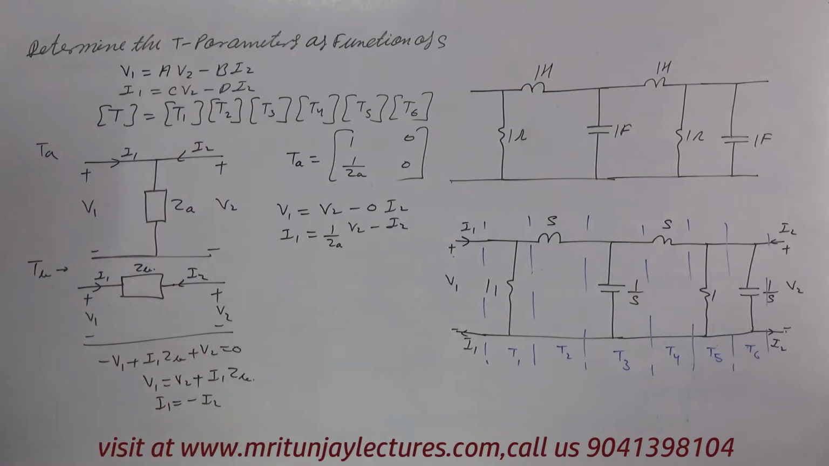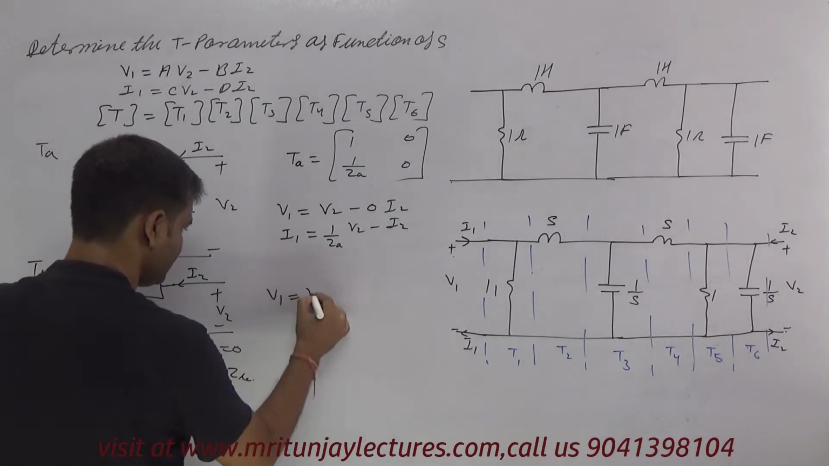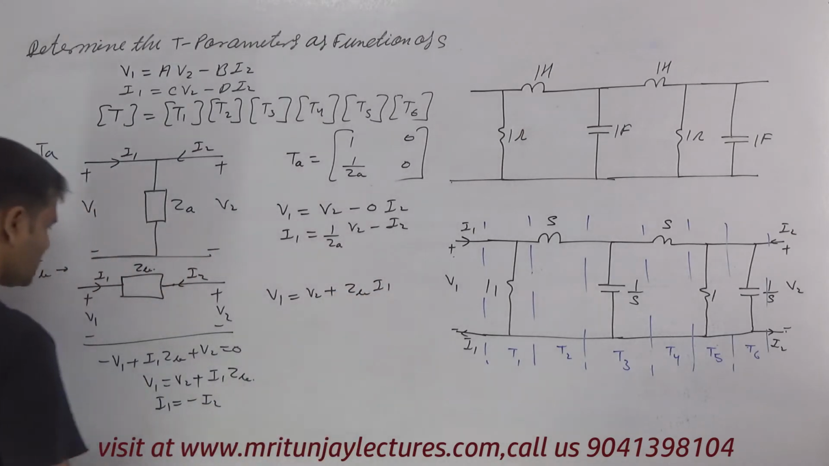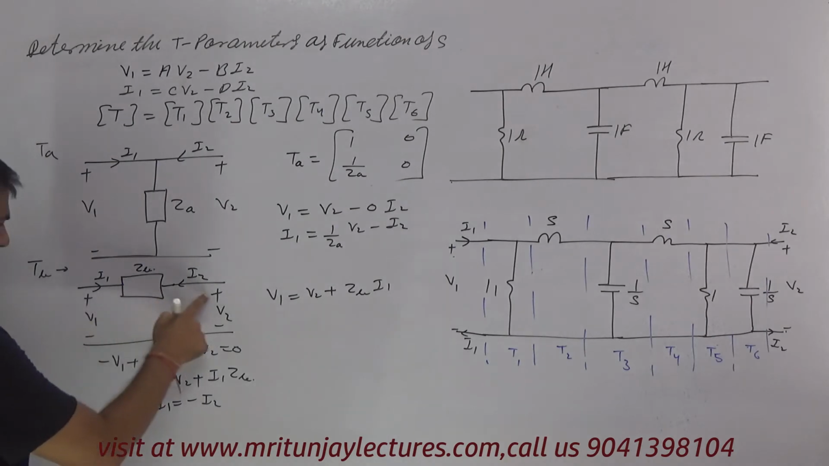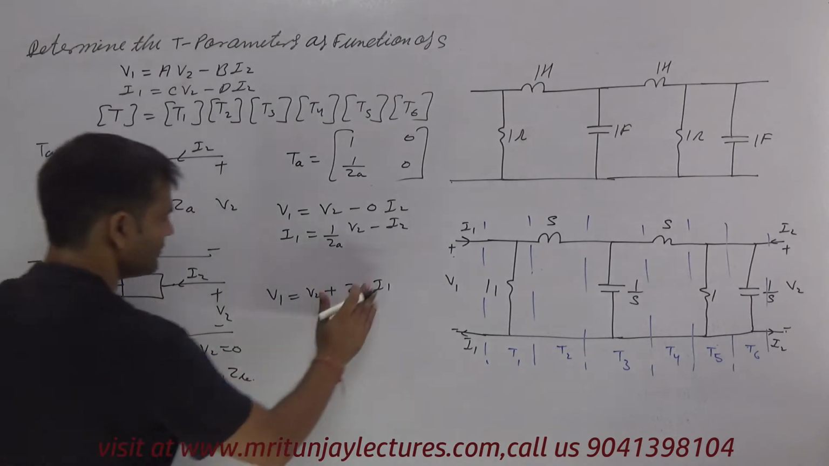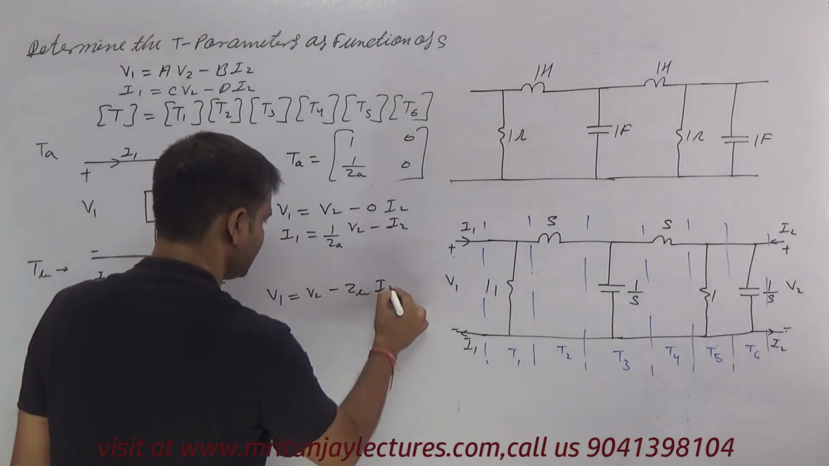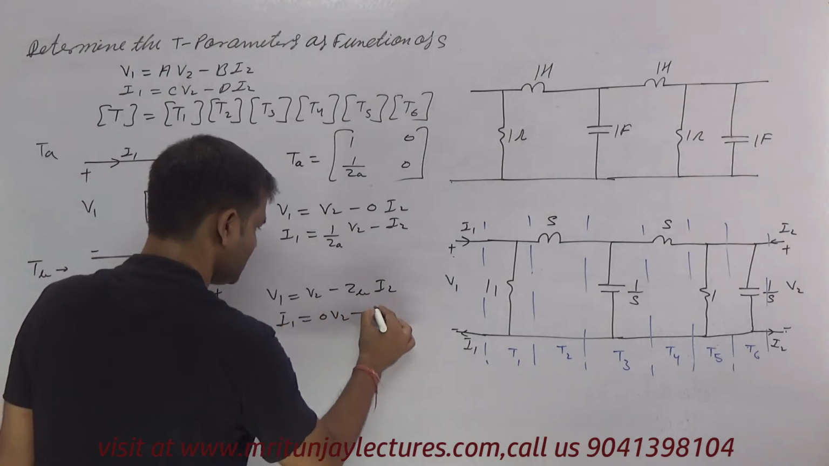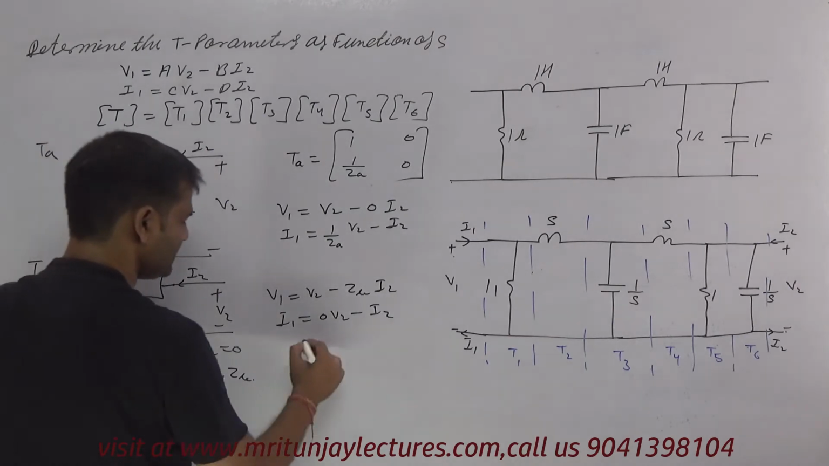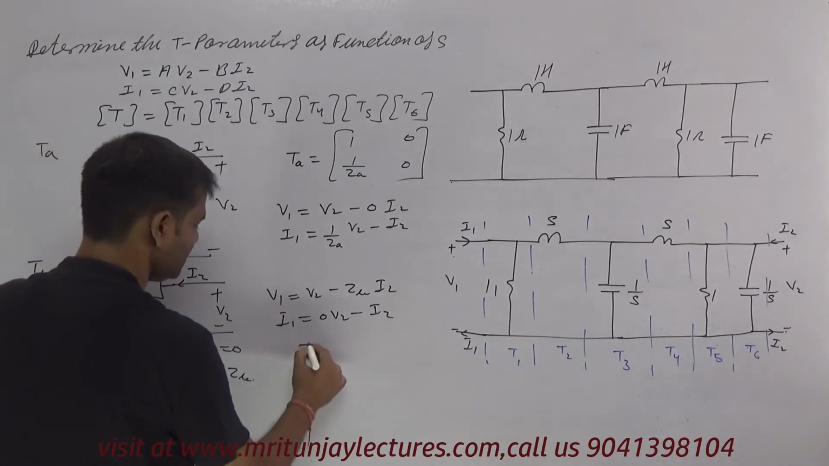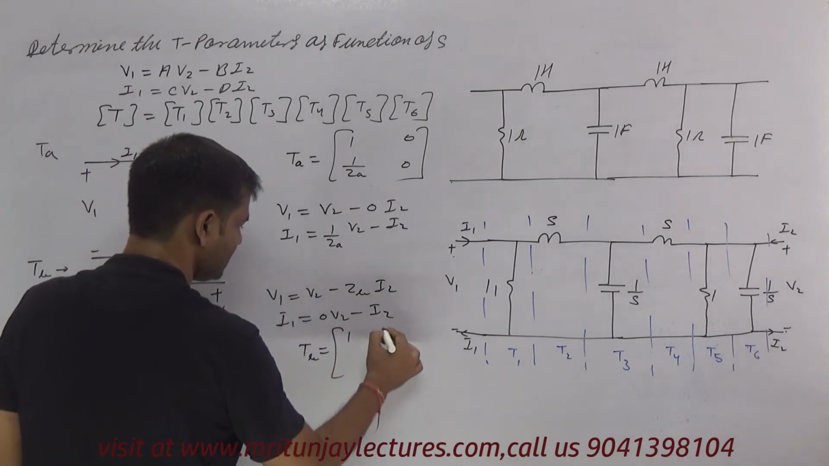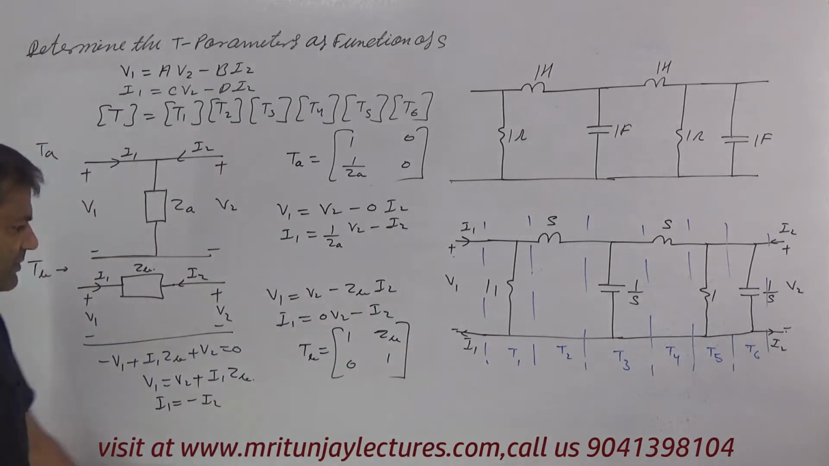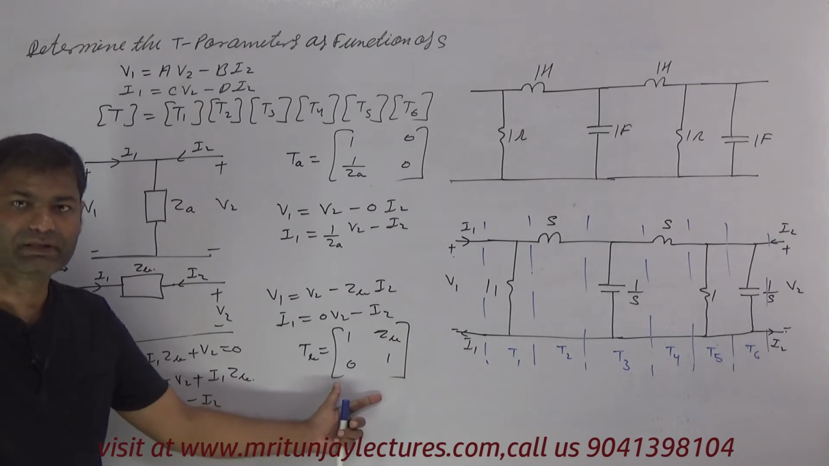So you can say that V1 is V2 plus ZB into I1, but I1 in terms of I2 is written as minus I2. And I1 is written as 0 into V2 minus I2. Very simple. So what about the ABCD parameter corresponding to this one? That is TB, written as 1 ZB 0 1. If this type of connection, then you can directly write it like this one.